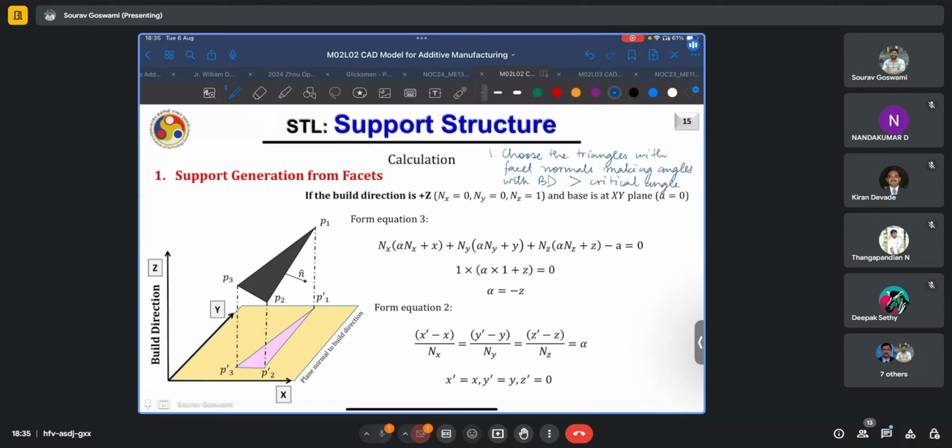Once such triangles are identified, we project them onto the build plane, such as shown here. What such a projection will accomplish is that the x and y coordinates of the points will remain the same, whereas the z components will simply be set to 0, as shown here.